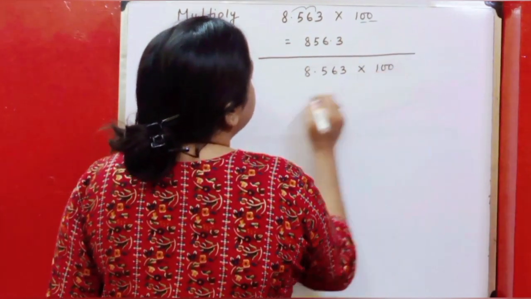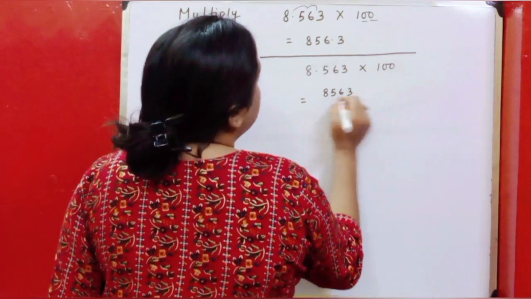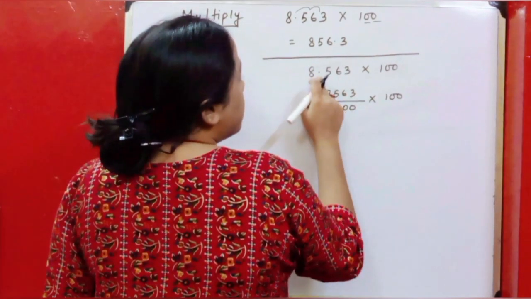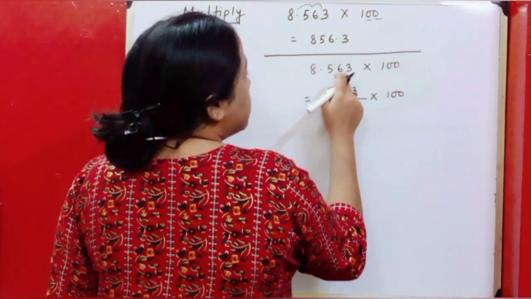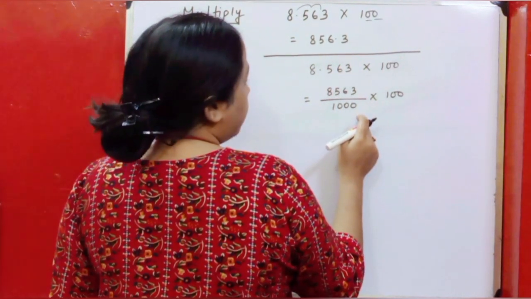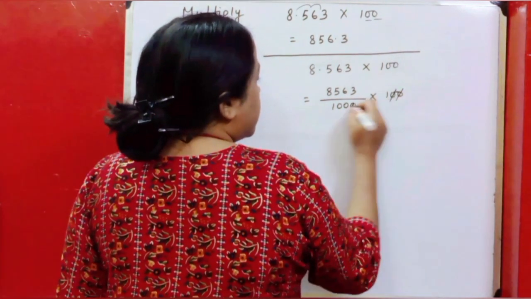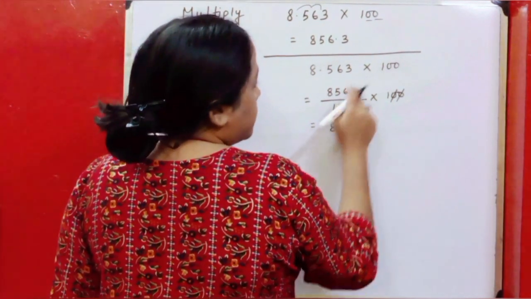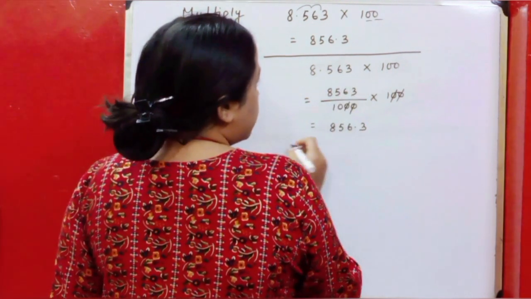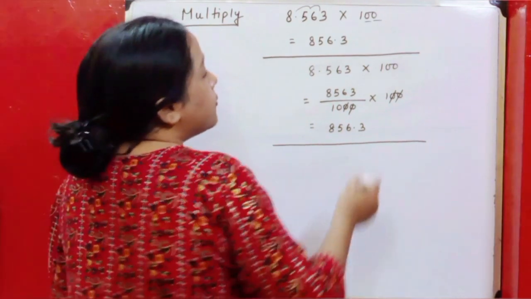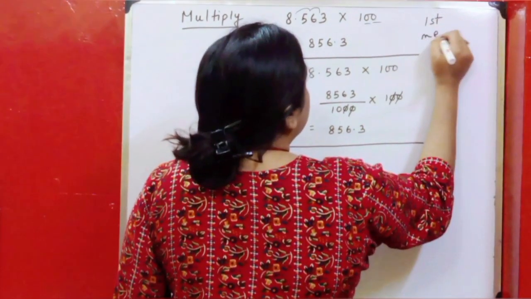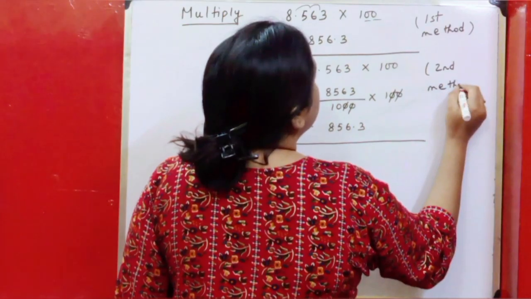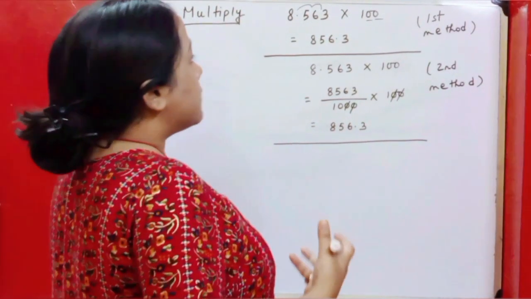8.563 multiplied by 100 is 8563 by 1000 multiplied by 100. Why 1000? Because after the decimal, 3 digits are here, so 3 zeros. So 0000856.3. 10 is left, so from here we will count just one place. So 856.3. I hope you have understood the first method and second method. In any way you like, you can do this type of multiplication.